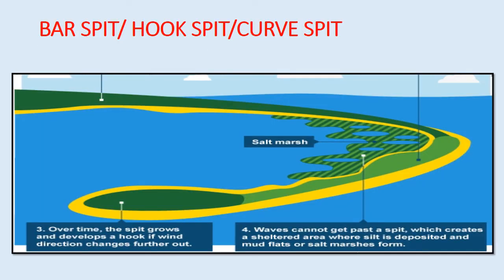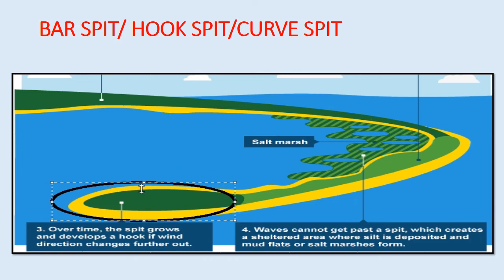Next one is the hook or the curved spit. This is nothing but the curved form of a spit. It is also parallel to the shore. It is just like a spit, but due to strong littoral drifting and longshore waves, the end of the spit moves east or west towards the continent. It looks like a hook. This part is the spit.